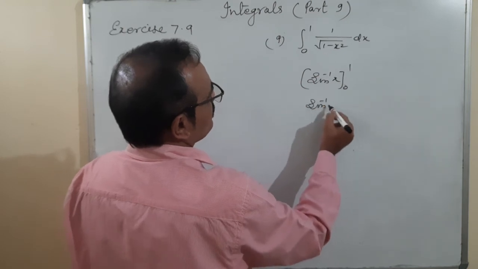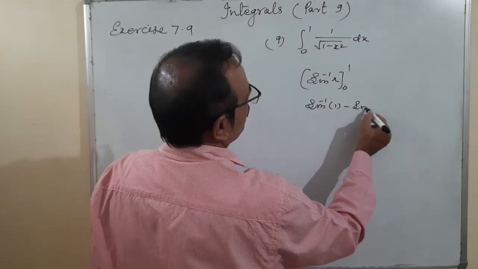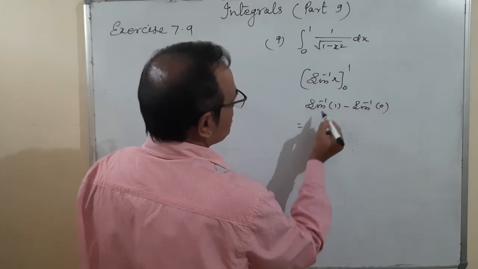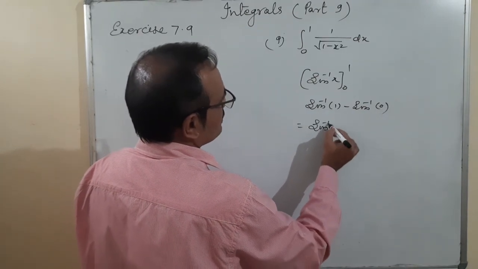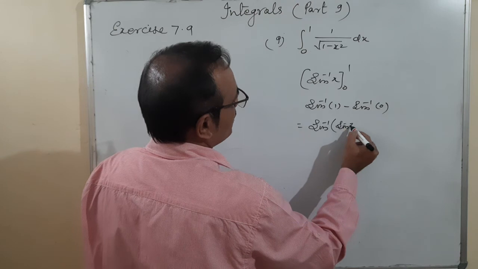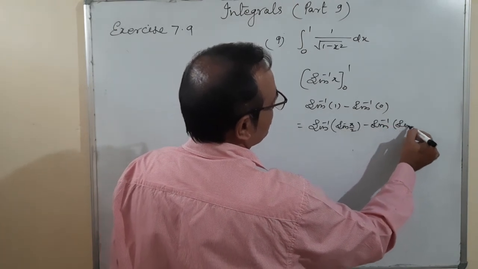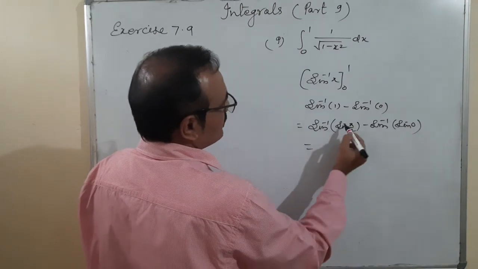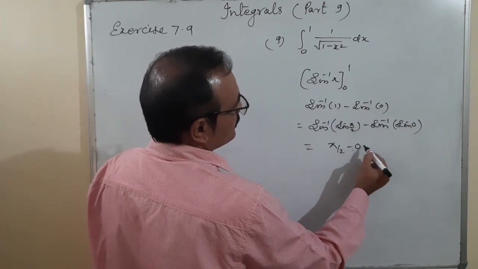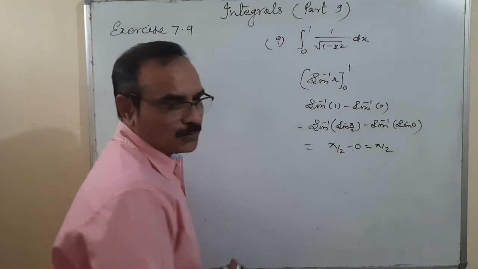Sine inverse 1 minus sine inverse 0. What is the value of sine inverse 1? Sine inverse 1 I may write as pi by 2, minus sine inverse 0, which is 0. Result is pi by 2. Okay.